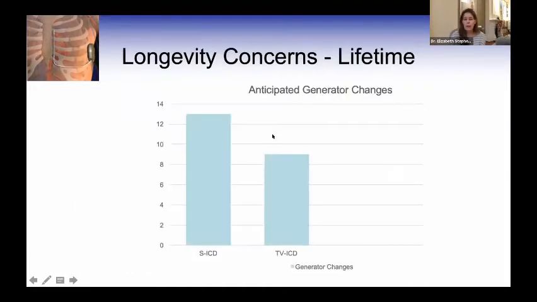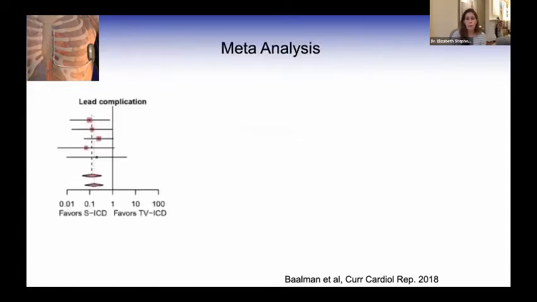And over the lifetime in our young patients, this adds up to quite a few generator changes, with the sub-Q requiring an average of 13, as opposed to the transvenous, which was 9. So that's a lot of extra surgeries you need to think about. Obviously, the sub-Q ICD is relatively new and is still improving, and we are seeing improvement in the generators.